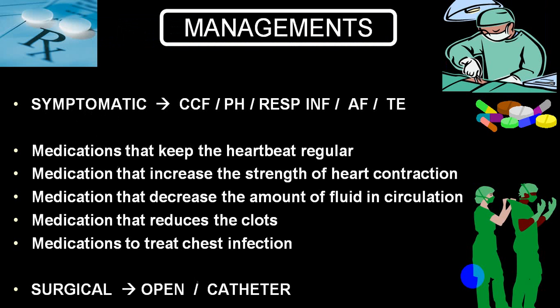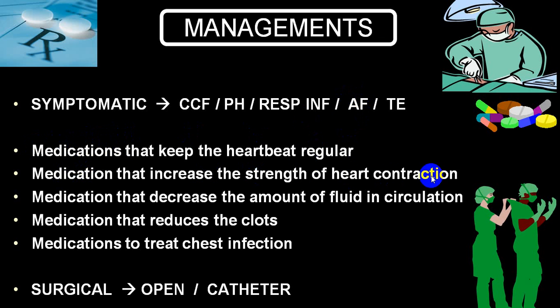Management wise, symptomatic management for congestive cardiac failure, for pulmonary hypertension, repeated respiratory tract infection. If the child has got atrial flutter fibrillation, treat atrial flutter fibrillation and prevent thromboembolism. Treatment for thromboembolism or prevention of thromboembolism can be done. Even prevention of infective endocarditis can be done. And if a child develops infective endocarditis, you can treat infective endocarditis. By and large, you require drugs for atrial flutter fibrillation.